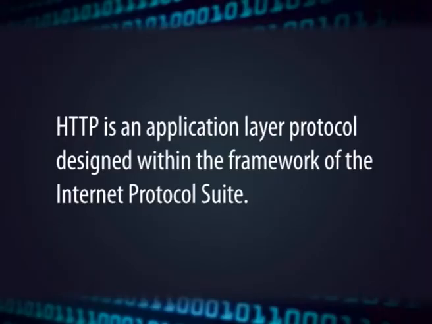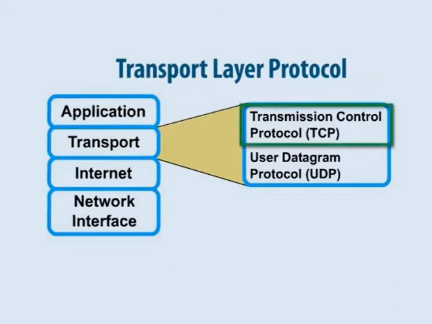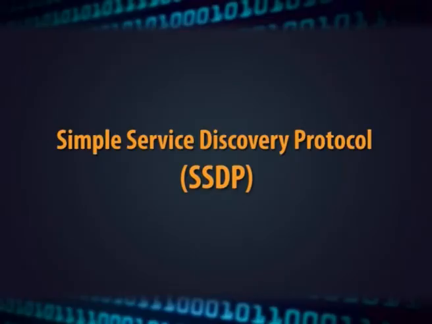HTTP is an application layer protocol designed within the framework of the Internet Protocol Suite. Its definition presumes an underlying and reliable transport layer protocol. Transmission Control Protocol, that is TCP, is commonly used. However, HTTP can use unreliable protocols such as User Datagram Protocol, that is UDP, for example in Simple Service Discovery Protocol, that is SSDP.